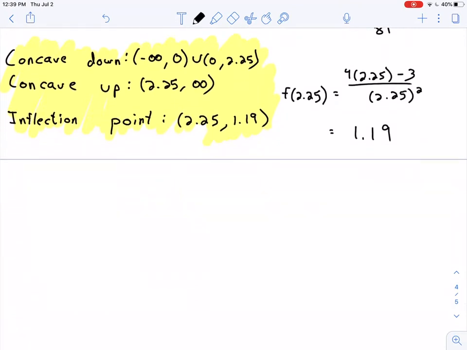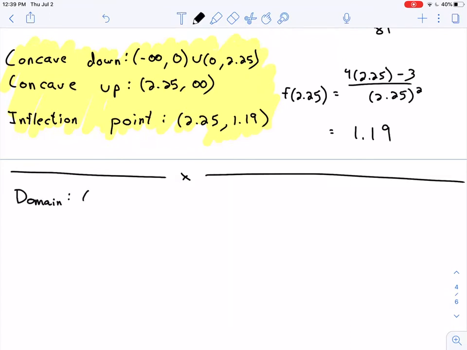Our domain, I'm going to see how much I can do off the top of my head. Our domain, we said, was negative infinity to 0 and 0 to positive infinity. We said we had a horizontal asymptote at y equals 0. We had a vertical asymptote at x equals 0.